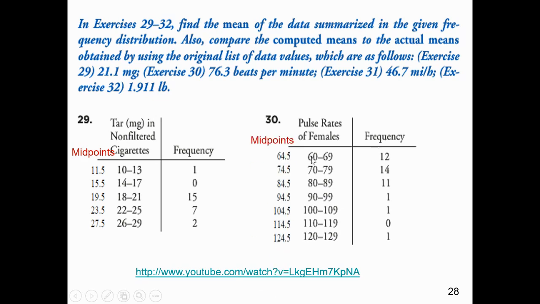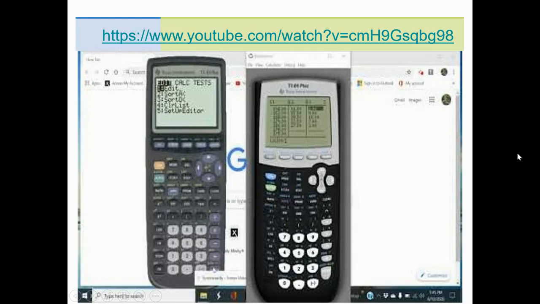I notice the class width here is 10, between 60 and 70, or 70 and 80, or 99 and 109. Remember, class width is the difference between any one upper and the next upper, or any one lower and the next lower. It's consistent. So once I found this first midpoint, I took 60 plus 69 divided by 2. I got 64.5. All I had to do is keep adding 10, the class width. All right, so there's a video where I walk you through how to do it with the calculator.